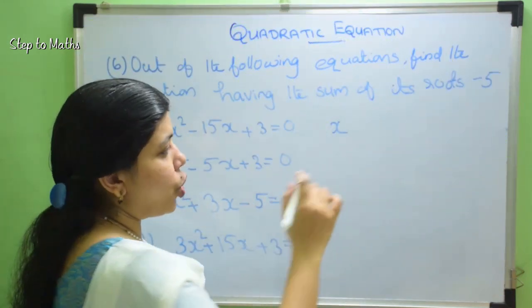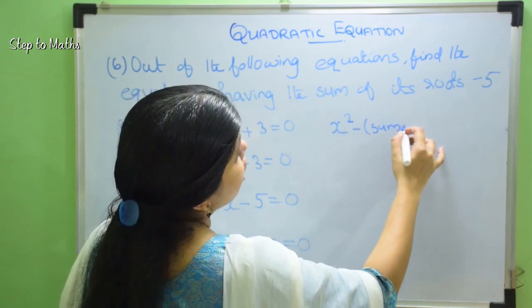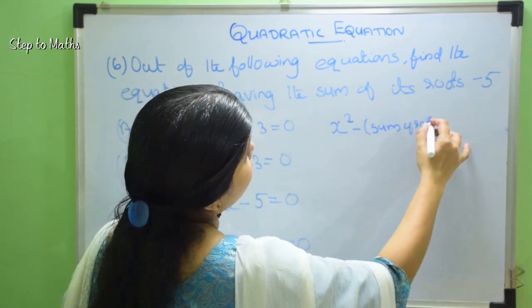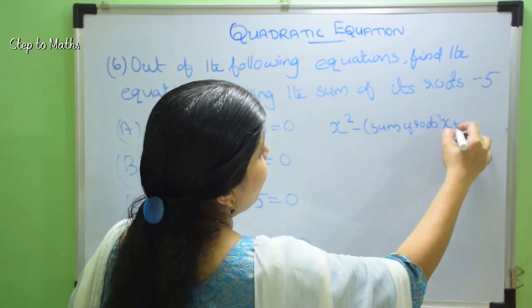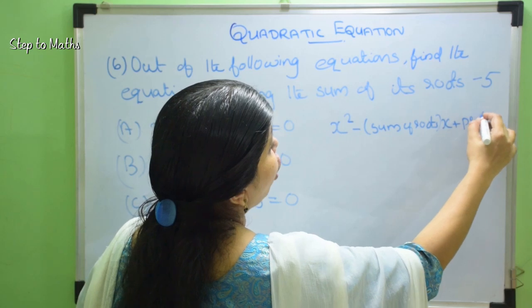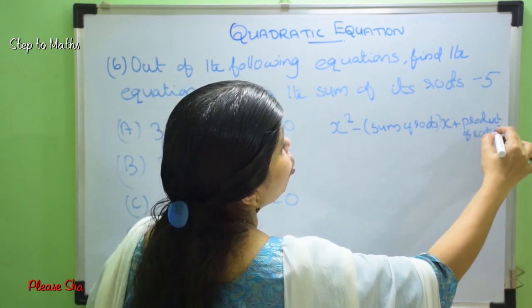We know the relation x square minus sum of roots into x plus product of roots equal to 0.